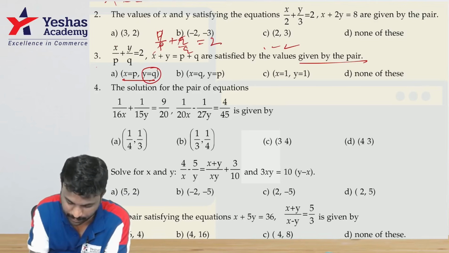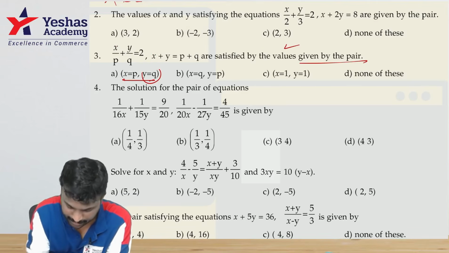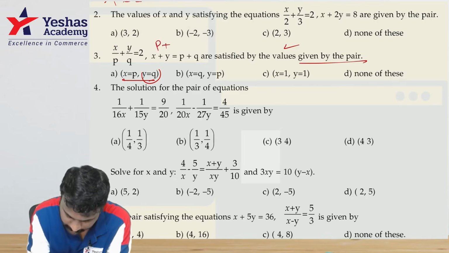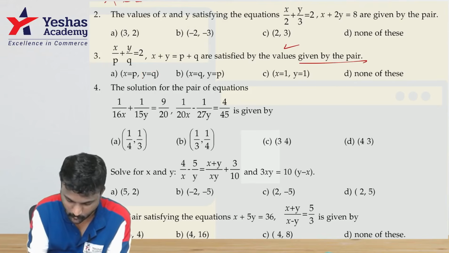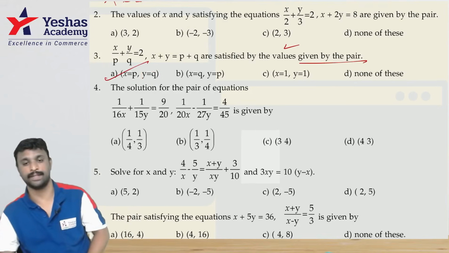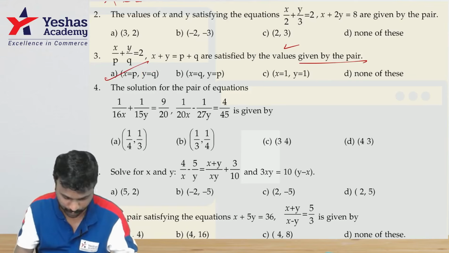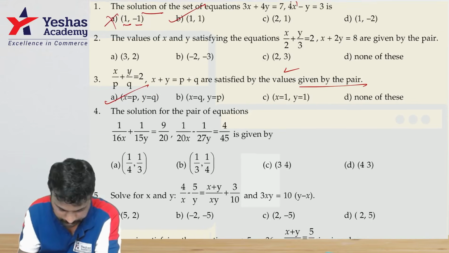First equation got satisfied. How about the second equation? Guys, x value is P, y value is Q. P plus Q equal to P plus Q. So both the equations got satisfied. Therefore, option A itself is the right answer. Guys, moving on to the next question, question number 4.